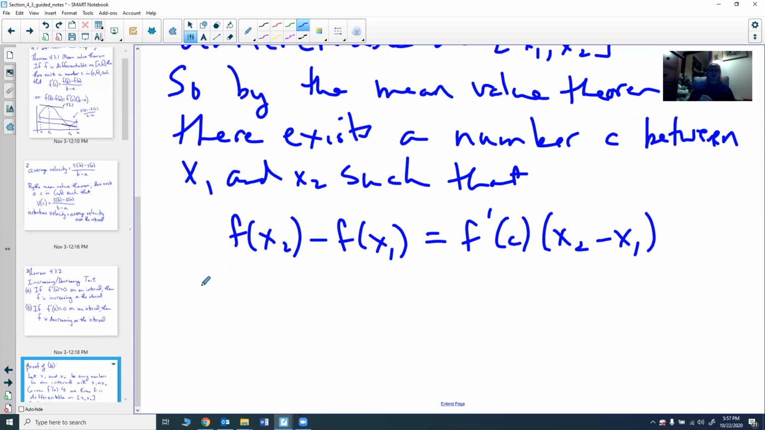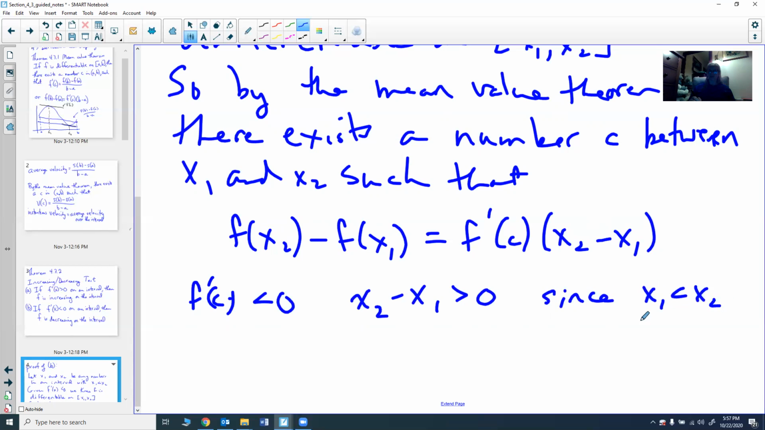Now, because we were given that the derivative is negative on this interval, and c is in this interval, f prime of c is negative also. That was an assumption we had. We also know that x2 is bigger than x1, so x2 minus x1 is greater than 0, since we assumed that x1 was less than x2.